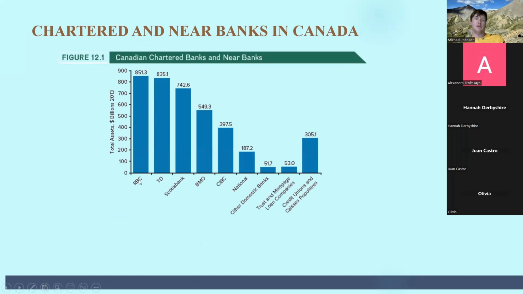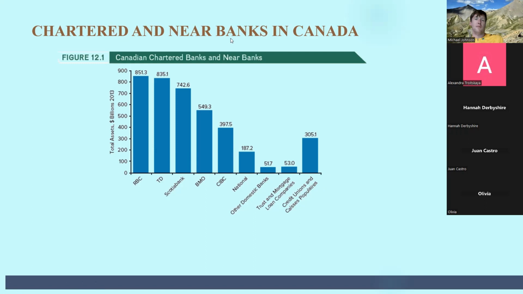RBC has the most in this time period, 2013. TD has the second most. It's very similar now. They're both very close to each other, but they're now in the trillions. They're over a trillion now. So TD and RBC are the biggest still. Scotiabank is third, BMO's fourth, CIBC is fifth, and National's sixth, which is similar to now too. Other domestic banks, very small. Trust and mortgage and loan companies, credit unions, and Caisse Populaires is 305 billion.